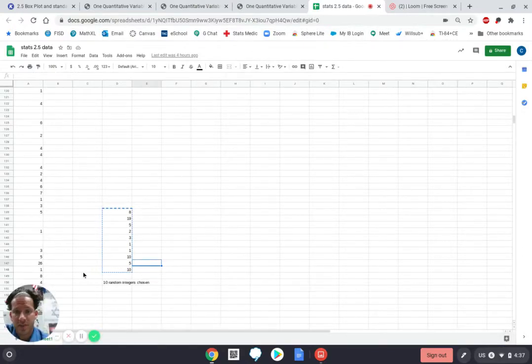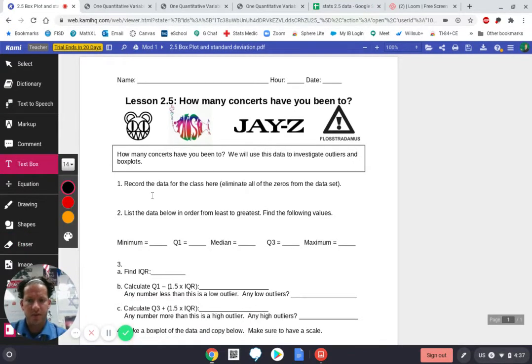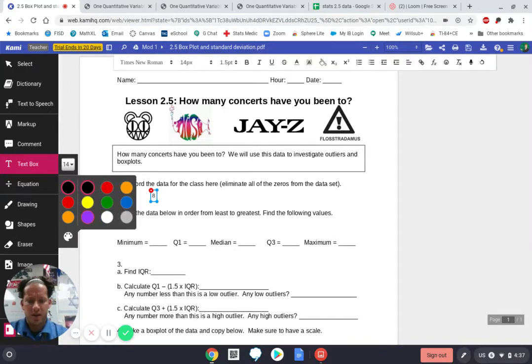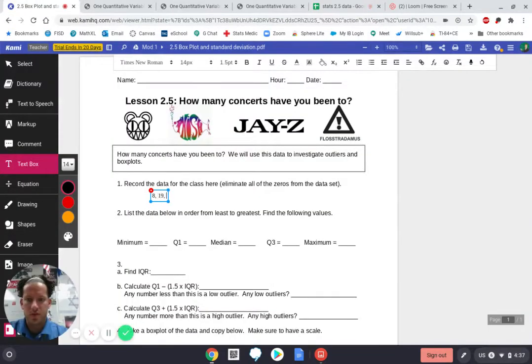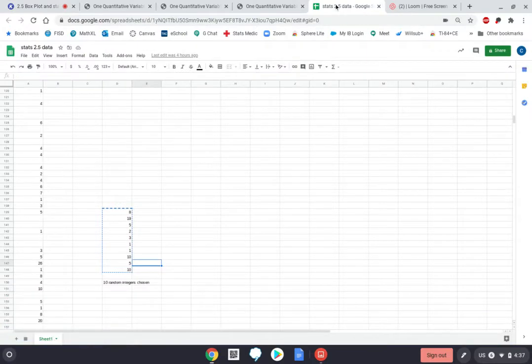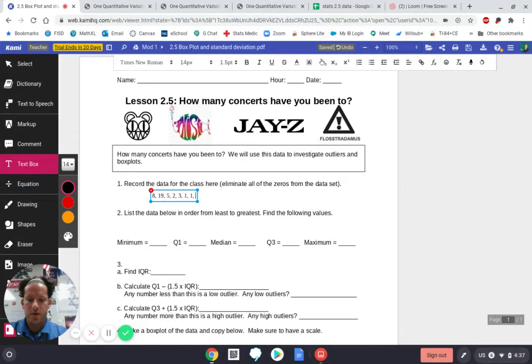So I used random integer and selected 10 random responses. I think I had to get an 11th because I might have chosen a 0. These were the numbers that ended up being the data we're going to use. I'm using Cami here, and I'm able to write down our class data. I believe it was 8, then 19, 5 and 2, then 3, 1, 1, 10, 5, 10. So that's the data we're going to use.